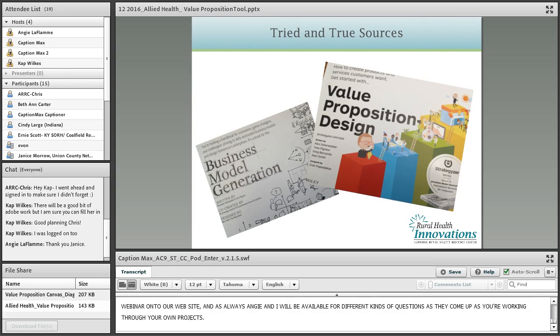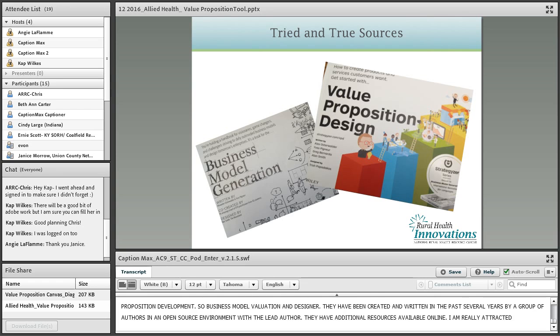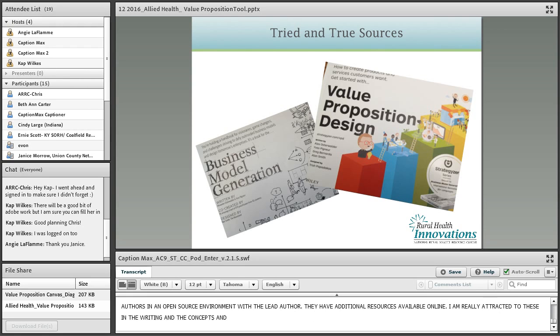We've used these two books as the basis for the tools and resources we've been developing for both business plan development and value proposition development: Business Model Generation and Value Proposition Designer. They've been written in the past several years by a group of authors in an open source environment, with the lead author being Alex Osterwalder. They have additional resources available online. I'm really attracted to the writing, the concepts, and the ideas presented in these two books. They're very easy to customize and apply to a lot of different environments.